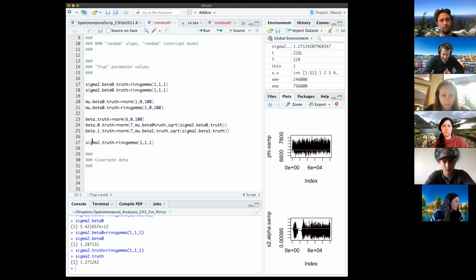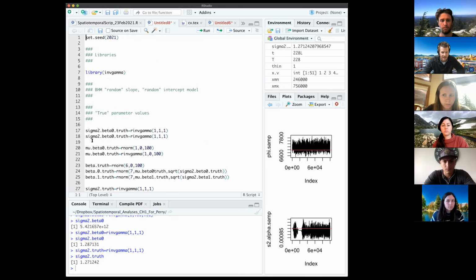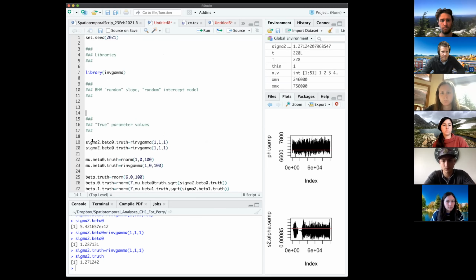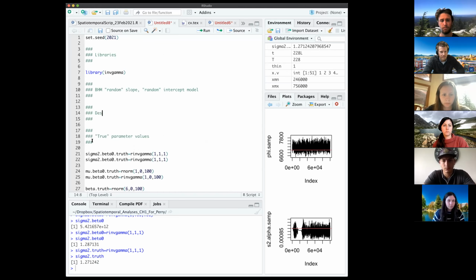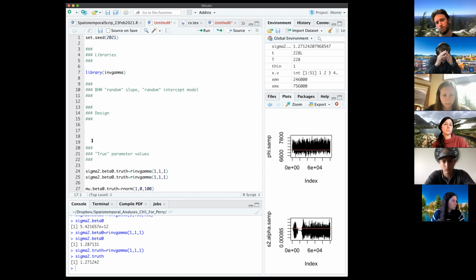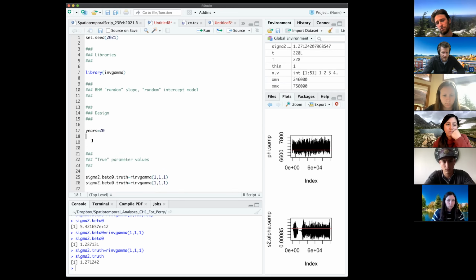All right, covariate data. We have year. So let's see. How many samples do we want? Let's set up our design a little bit. So you have how many years? We'll say we have 20. 20 years. Okay. And then 7 sites.